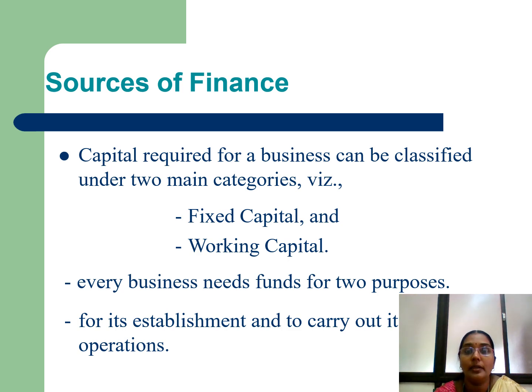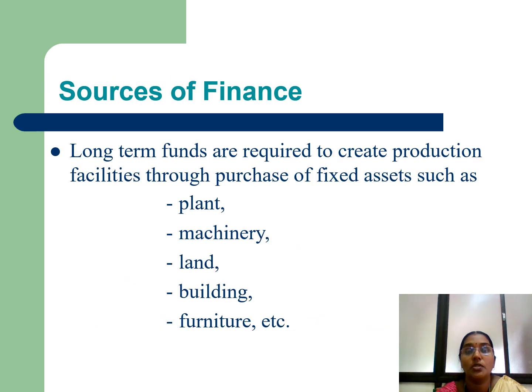Allocation of, again, that is split on all the functions. Then sources of finance. Here, the capital required for all business can be classified under two main categories. That is, the first one is fixed capital and the second is working capital. Sources of finance: long-term funds are required to create production facilities, that is plant, machinery, land, building, furniture.